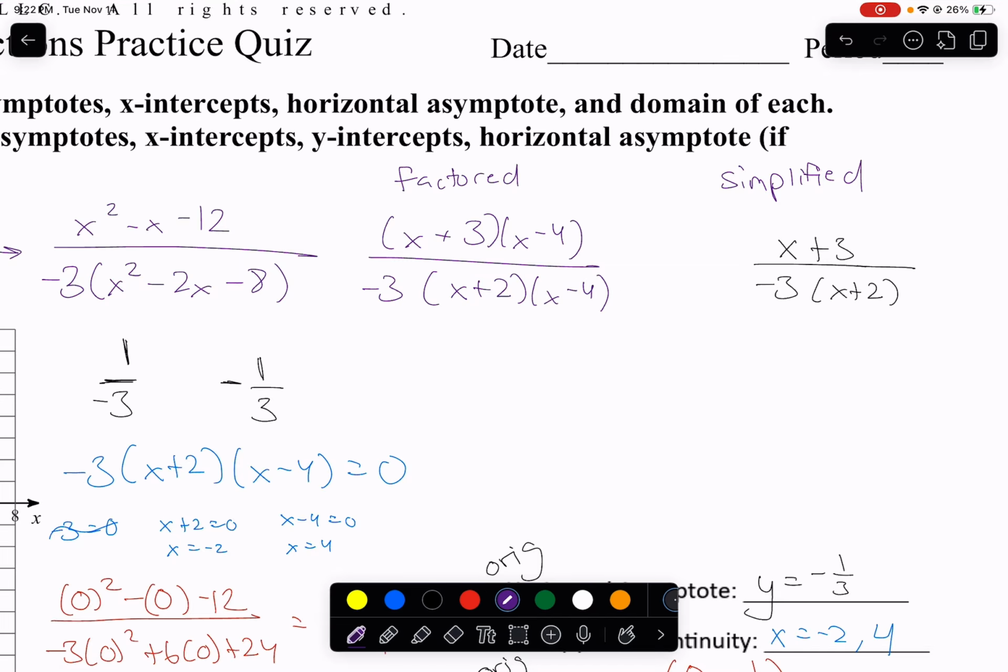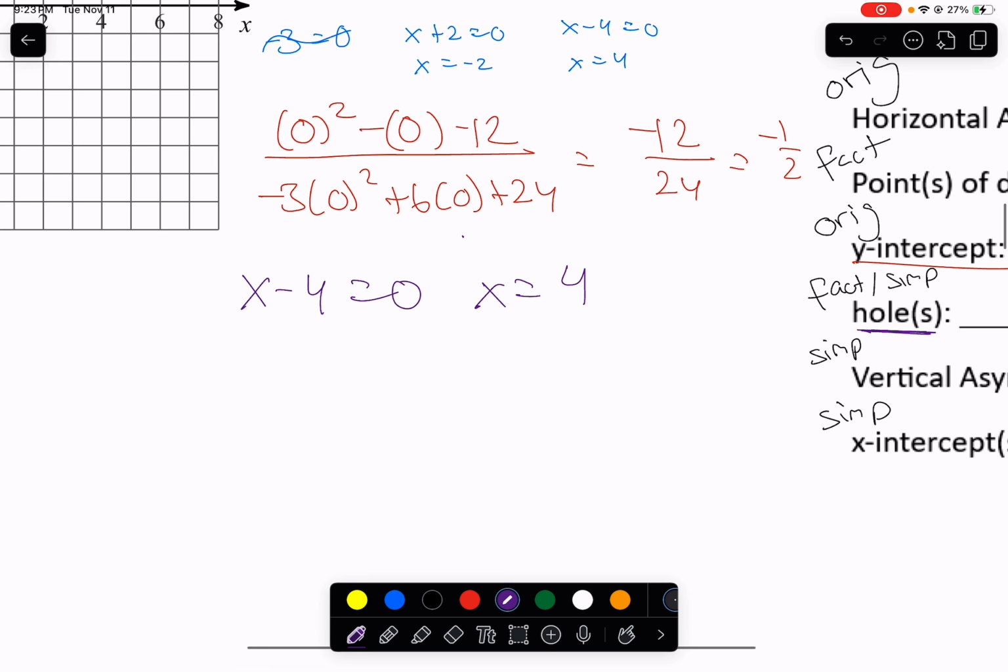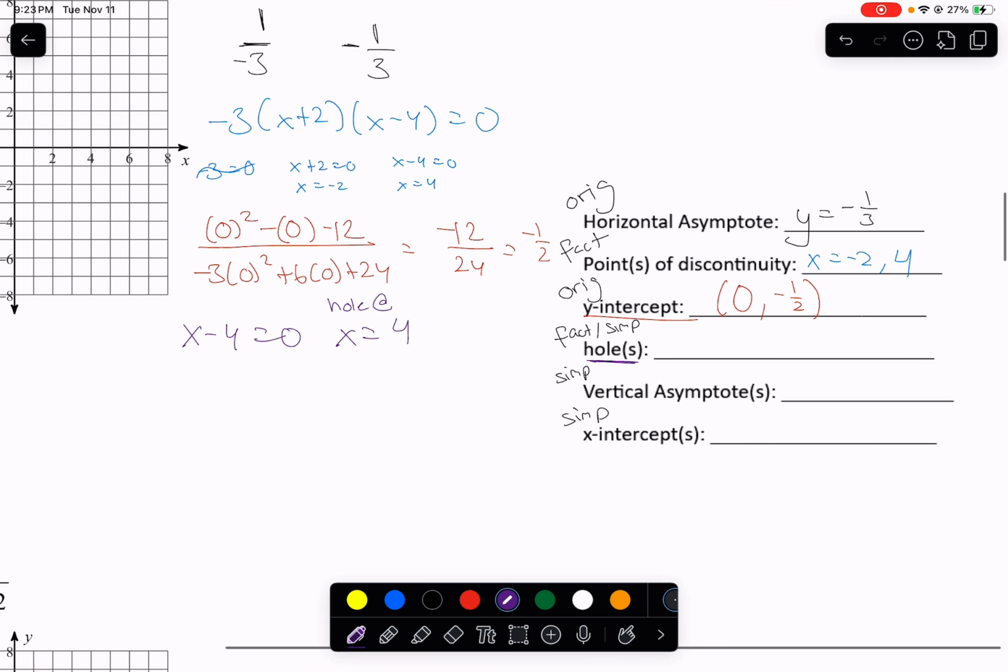In my factored form, what canceled is the x minus 4. So what I have to do is take the thing that canceled and set it equal to 0. So I get that we're going to have a hole at x equals 4. The x value of my hole is going to be 4.